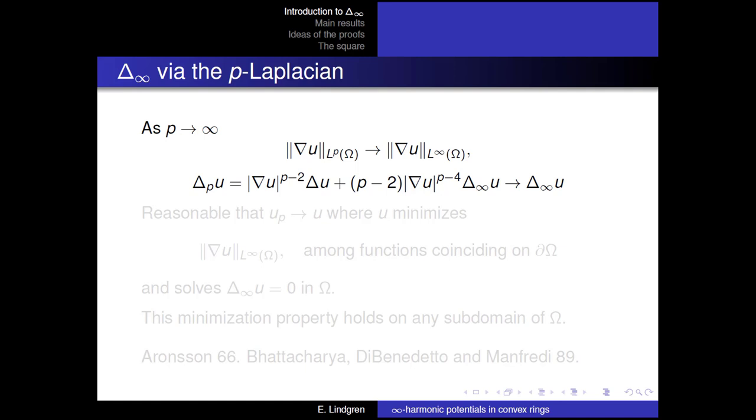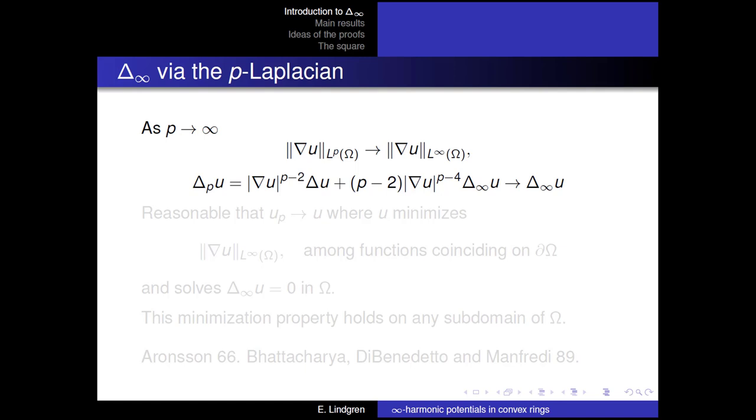And if you expand this equation, remember, the p-Laplacian is just the divergence of this thing here. If you expand this into two terms, you get what is written here. Then, formally, really hand-waving, but you can make this rigorous, if you send p to infinity, what will be left is this part here.